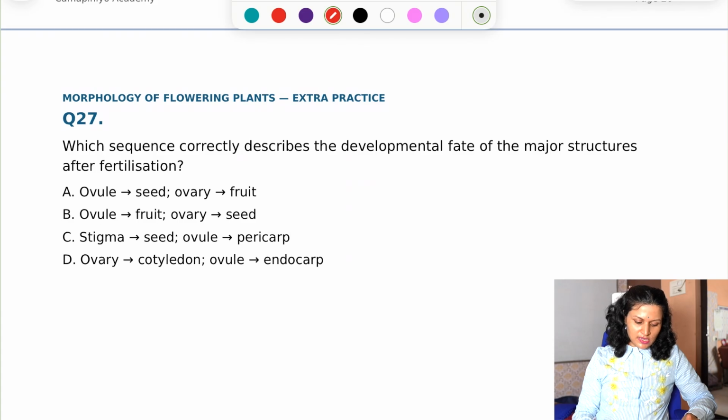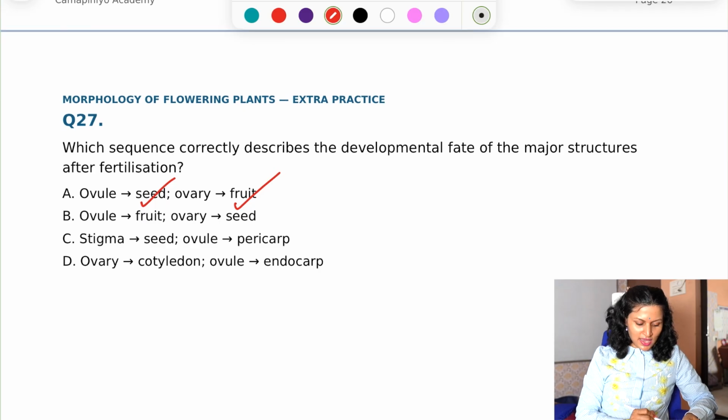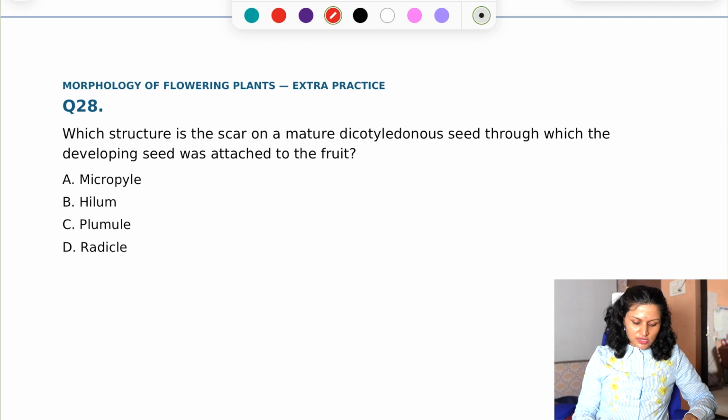Next, question number 27. Which sequence correctly describes the developmental fate of the major structures after fertilization? Ovule becomes the seed, ovary becomes the fruit. Everything else is just nonsense there. Question number 27, option A will be correct. Question 28. Which structure is the scar on a mature dicotyledonous seed through which the developing seed was attached to the fruit? That will be hilum. Question 28, answer will be B.